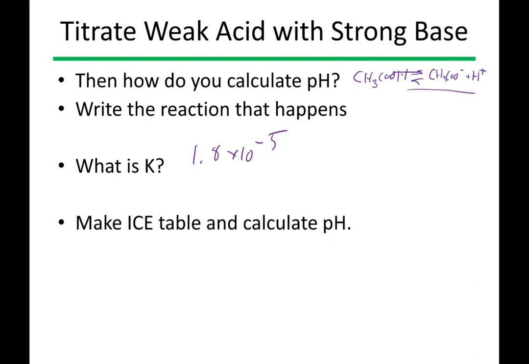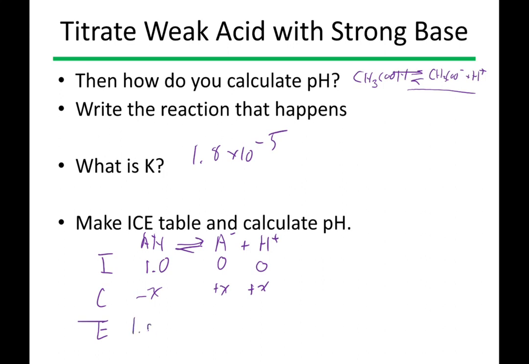And so now we can just make an ice table to calculate the pH. So if we have our reaction, we set up our ice table. So we are starting with a 1 molar solution. And we don't have any of the conjugate base and no noticeable amount of H plus yet. So that means we're going to lose the weak acid and make its conjugate plus the H plus. And so at equilibrium, using the small x approximation, would still be about 1 molar of the acid and would have x of each of them.